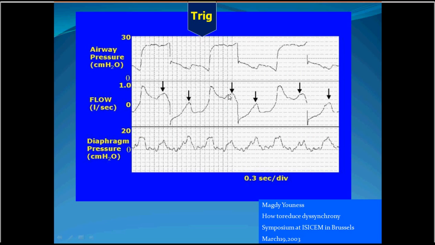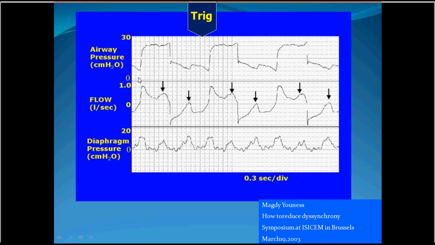How can you detect non-triggering? The two most common causes are that the preset value may be large, or that intrinsic PEEP may be present. How can you detect this? This was demonstrated by Dr. Magdi Yunus at a symposium in March 2003. Look at this. Using the diaphragmatic pressure or esophageal pressure, you can trace the drive of the patient and the effort done by the patient, by the esophageal manometer. So this is the drive of the patient.